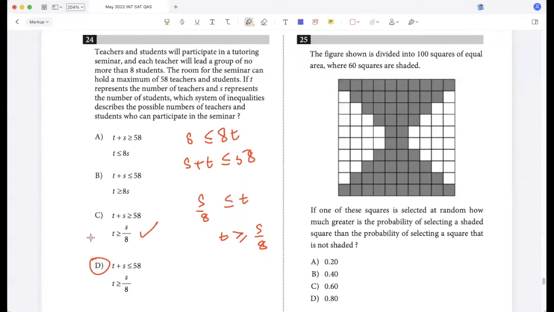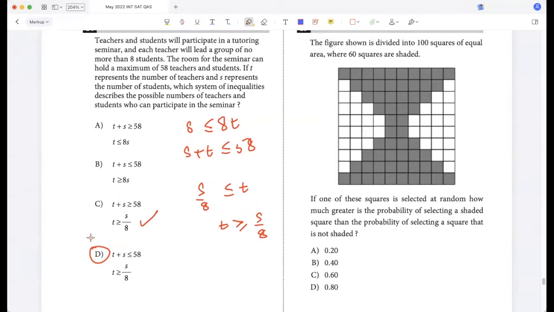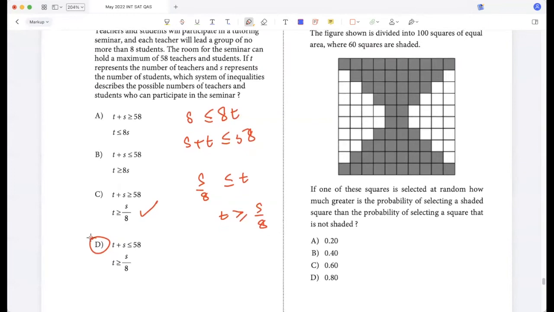The figure shown is divided into 100 squares of equal area where 60 squares are shaded. If one of these squares is selected at random, how much greater is the probability of selecting a shaded square than the probability of selecting a square that is not shaded? Okay, so the probability of selecting a shaded square is 60 by 100. And selecting a non-shaded square is 40 by 100. So that's 20 by 100. So that's 0.2.